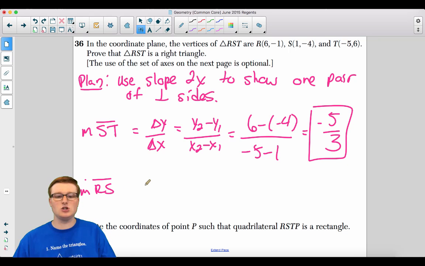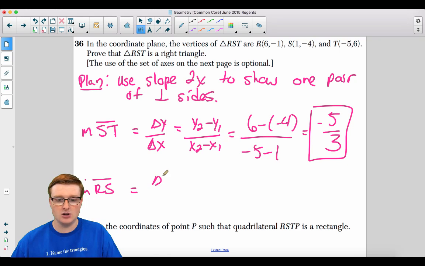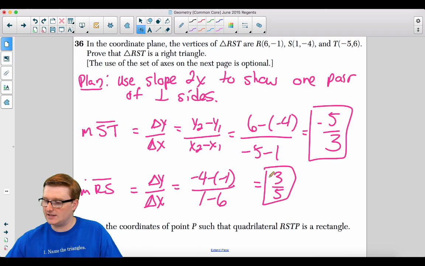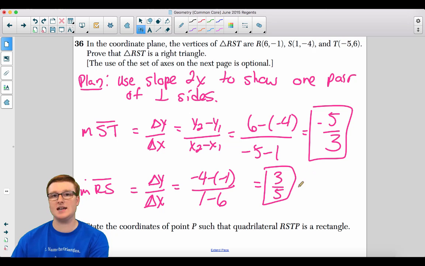Then we have to calculate the slope of RS, which is, again, your change in Y over the change in X. Sorry, those are ugly triangles. That's going to be -4 minus -1 over 1 minus 6, which is equal to 3/5. Nice. So since those two are negative reciprocal slopes, then it is a right triangle.